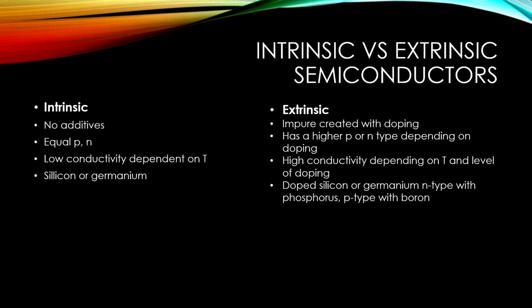Extrinsic semiconductors, on the other hand, are impure, and they're created with a process known as doping, where you take pure silicon or pure germanium and you add impurities to it. Extrinsic semiconductors generally have a higher p-value or n-value depending on the doping process used. These are known as p-type semiconductors or n-type semiconductors. They generally have a higher conductivity. While still dependent on temperature, it's also dependent on the level of doping used. In order to get an n-type semiconductor, you would dope with phosphorus. In order to get a p-type semiconductor, you would dope with boron.